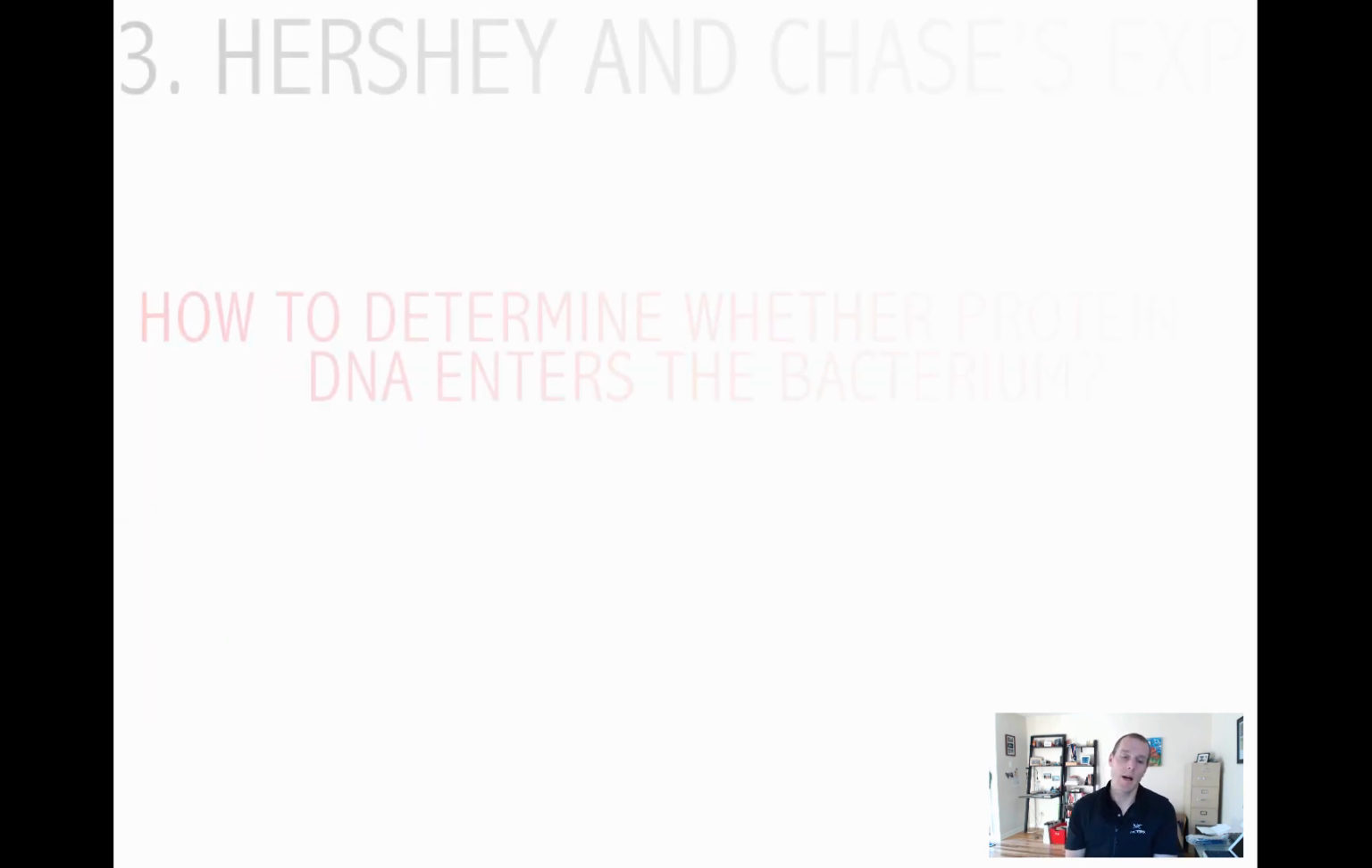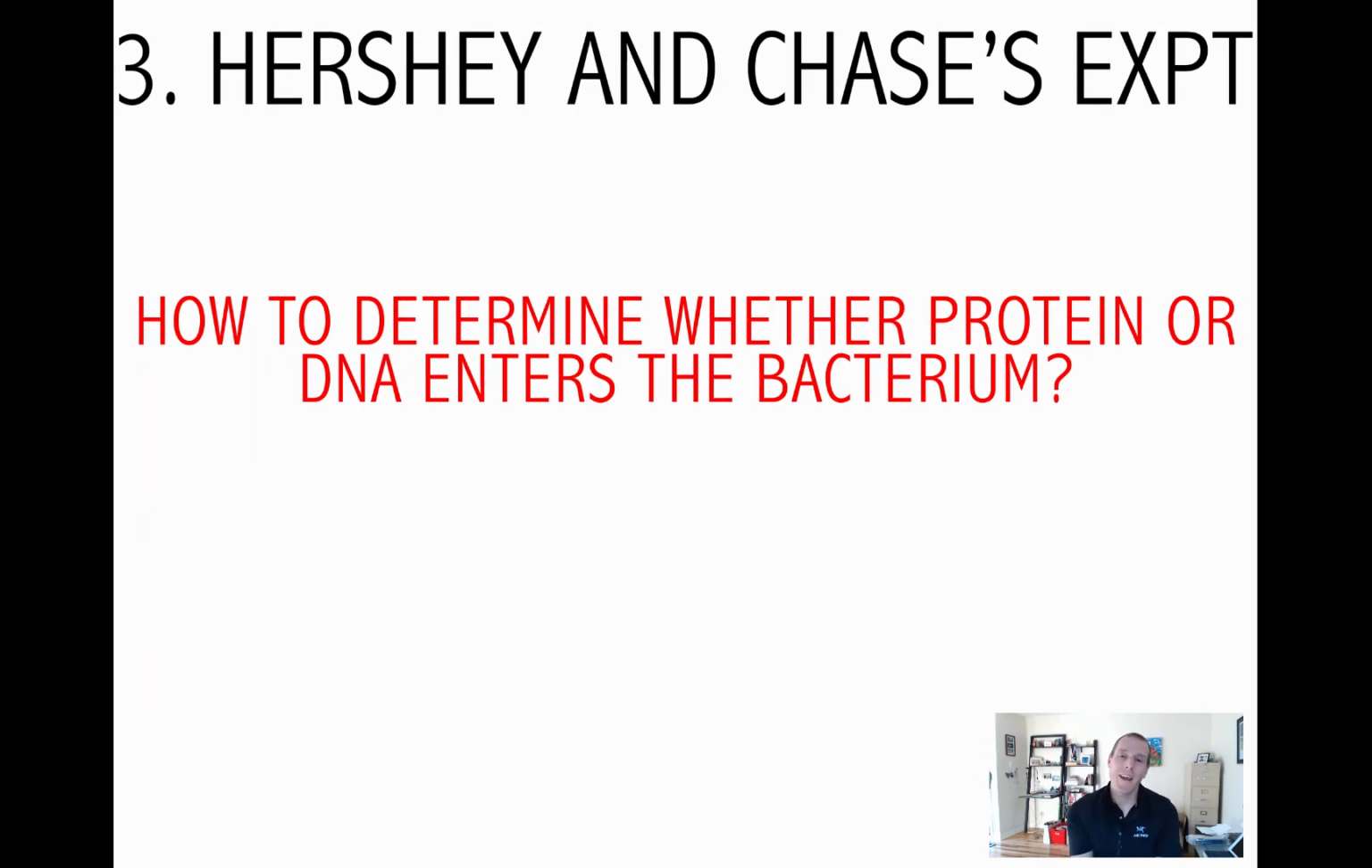So the question then comes, how do we determine whether during the infection the protein goes into the bacterium or the DNA goes into the bacterium? One or both of them has to go in. I guess neither could go in. One, both, or neither has to go in. But if we are saying that the protein or the DNA is the genetic material, then one of them has got to go inside the bacterial cell and basically take over the bacterial cell and then have the bacterial cell make new viruses. That would be the role of the genetic material in this system.